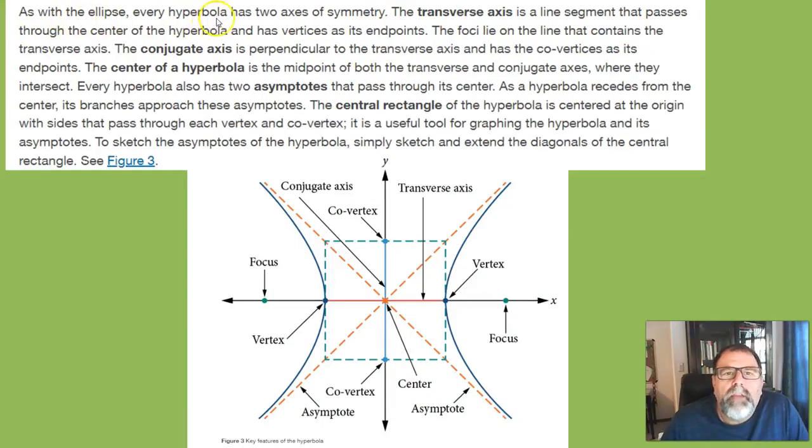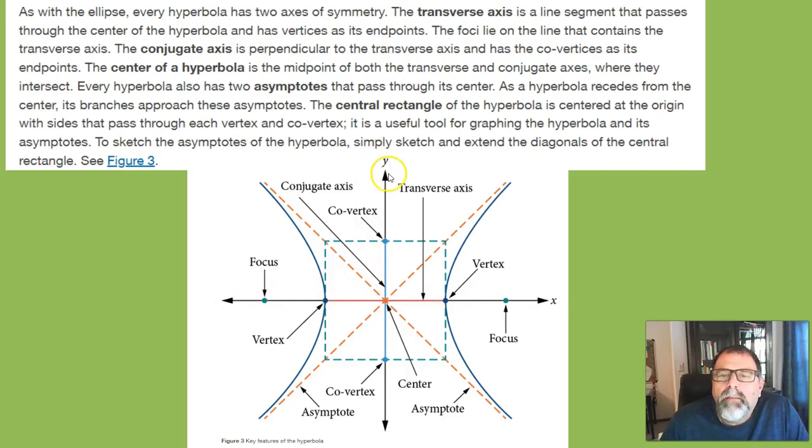As with the ellipse, every hyperbola has two axes of symmetry. For the ellipse, we called them the major axis and minor axis. In the hyperbola, we call it the transverse axis. The transverse axis acts like the major axis: the vertices, the center, and focus 1 and focus 2 are all on the transverse axis.